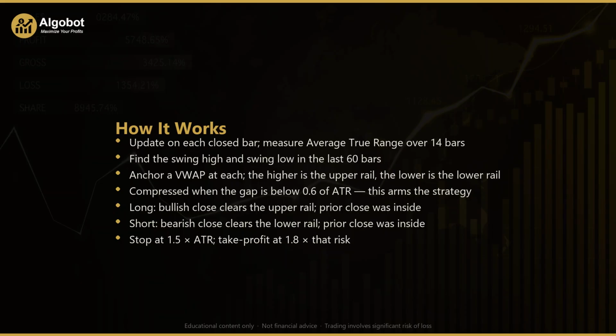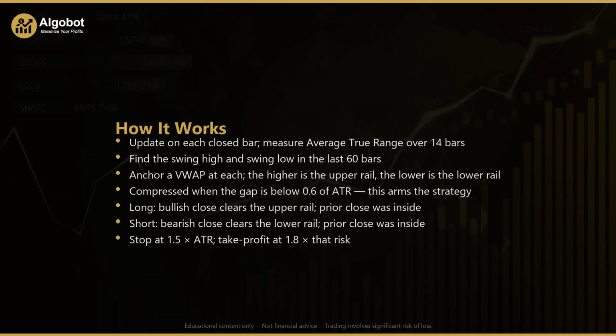Now comes the regime gate. The strategy asks whether the gap is smaller than the compression fraction, which defaults to 0.6, multiplied by the average true range. If the gap is wider than that, the market isn't compressed and no action is taken. Only when the two averages are tightly squeezed does the strategy arm itself.